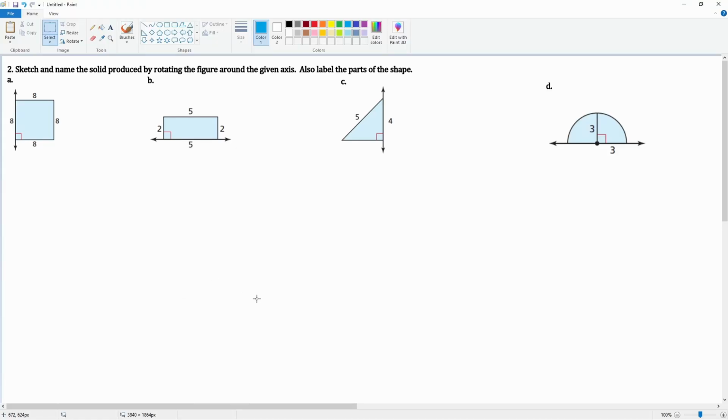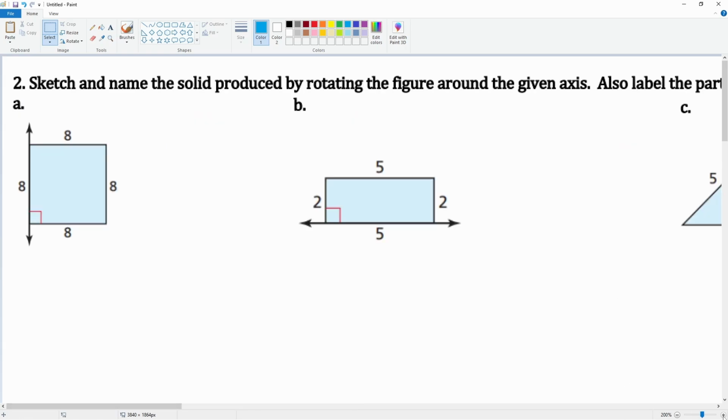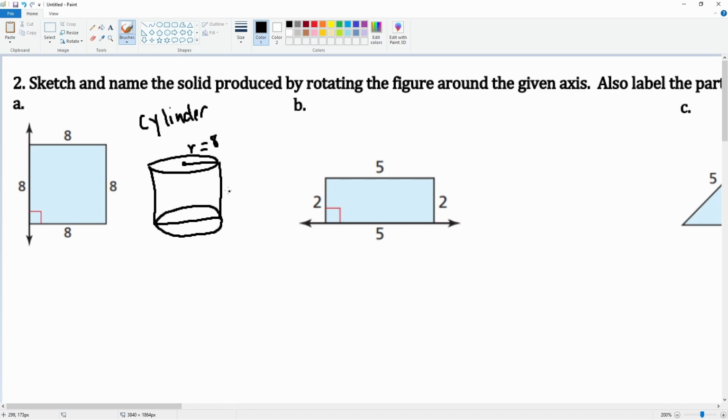Here we have number 2. You're going to sketch and name the solid produced by rotating this figure around its given axes. Also label its parts. Alright, here if you rotate this vertically, you should get, looks like a cylinder to me. Okay, looks like a cylinder.